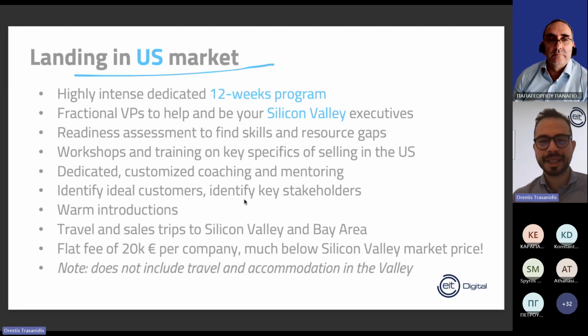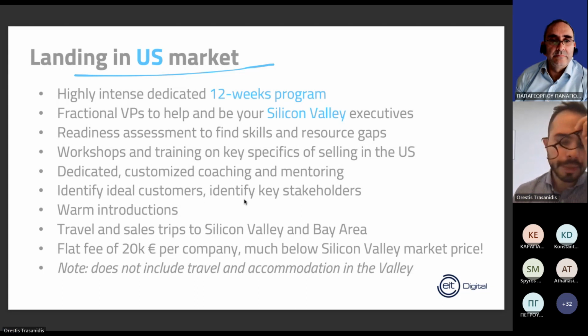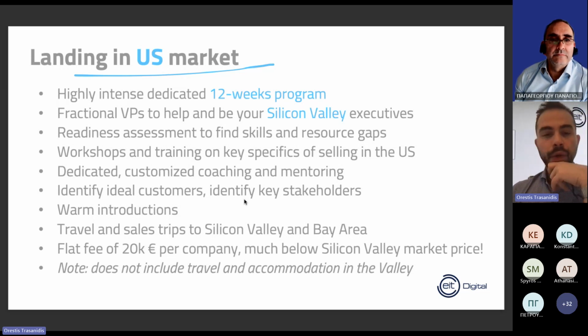So you see, we do a readiness assessment and we try to adjust all of the different elements in their business plan in order to fit the US market. Of course, at the end, we will have 1 week in the US with them in order to also open some opportunities to meet some potential customers or to set up the legal entity in the valley that week.